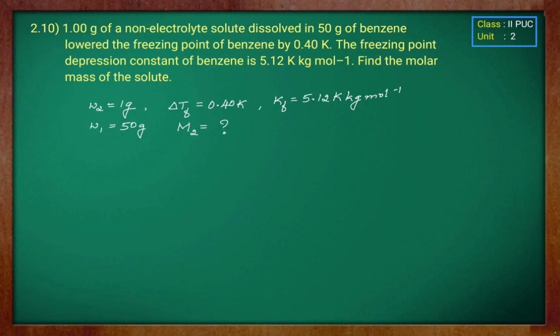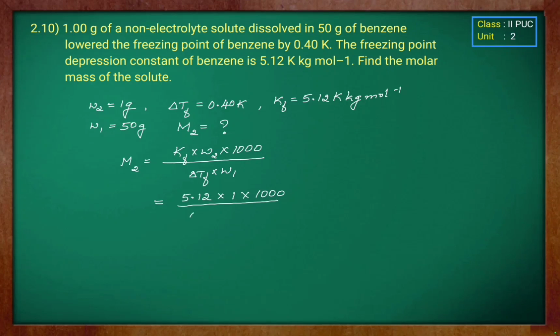Molar mass of the solute M2 is what we need to calculate. We have the expression M2 is equal to Kf into W2 into 1000 divided by delta TF into W1. We will substitute all the data into this formula. So Kf is 5.12, W2 is 1, into 1000 divided by delta TF, that is 0.40, into W1, that is 50. After solving this, we will get molar mass of the solute, and that is equal to 256 gram per mole.